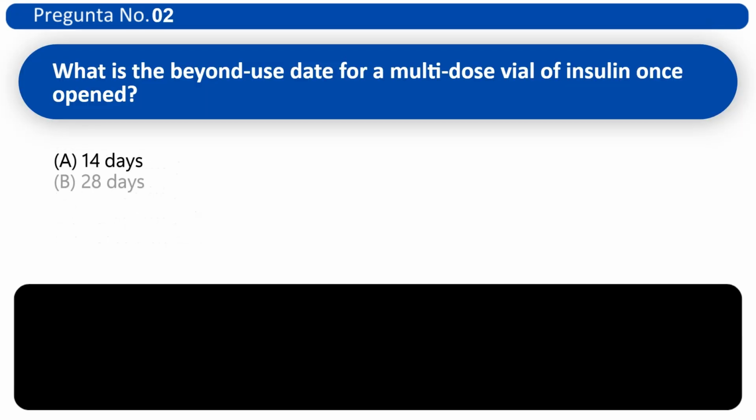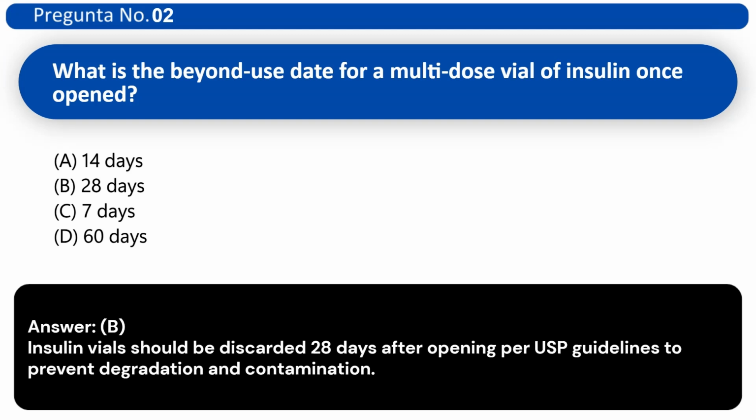What is the beyond use date for a multi-dose vial of insulin once opened? A. 14 days. B. 28 days. C. 7 days. D. 60 days. Answer, B. Insulin vials should be discarded 28 days after opening per USP guidelines to prevent degradation and contamination.